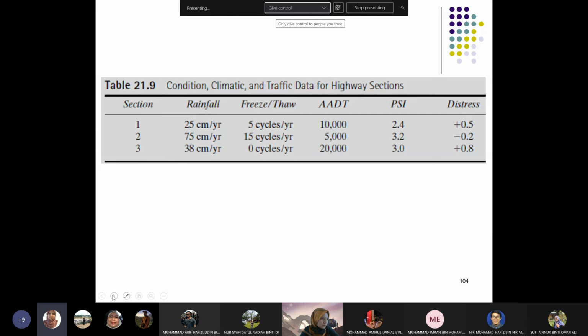Okay, right. Yang ni contoh-contoh PSI ya. Yang ni relate dengan 6.1 punya lecture. Okay, dia terlepas ke sini, tak apa. Saya just skip that one.